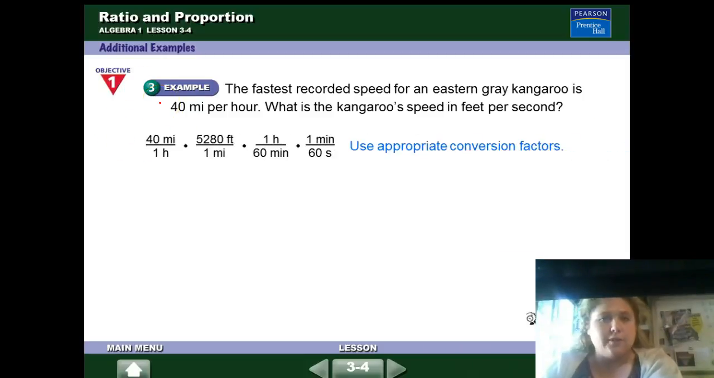So the first thing I'm going to do here is show you what they have, and I'm going to try to explain this. This is what's given. Right now the kangaroo can run 40 miles per hour. So per hour, I've got 40 miles per 1 hour. And this is where I set up a railroad. This is what I call a railroad. It really doesn't look like one. Squint your eye, tilt your head, you'll see the railroad.